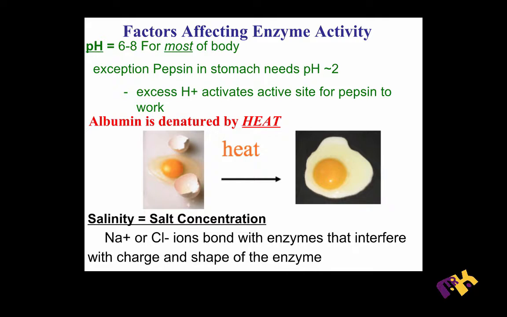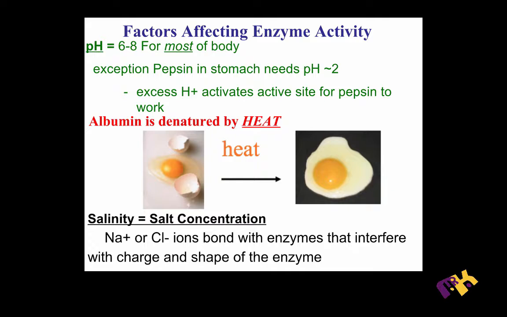All right, so salinity or salt concentration. This one we might have to think a little bit about, why it would affect the enzyme. We said that enzymes are a special class of proteins. What do we use to build proteins? What's the monomer for proteins? Not nucleotides, that's nucleic acids. Amino acids. Yeah.